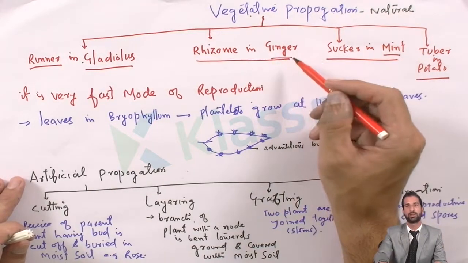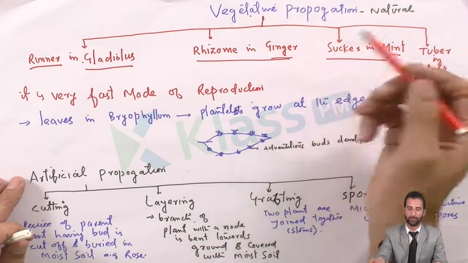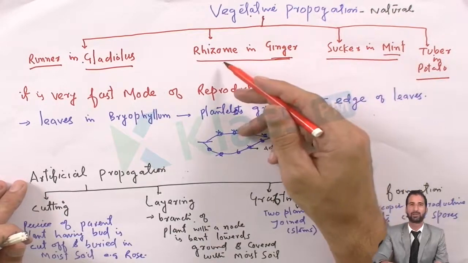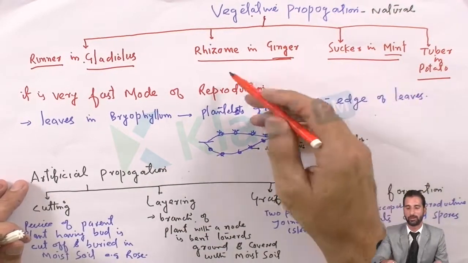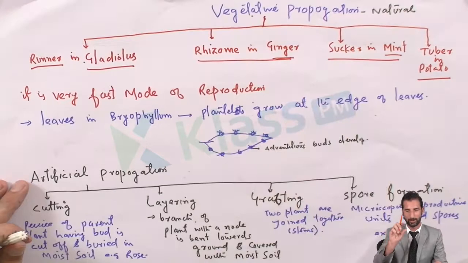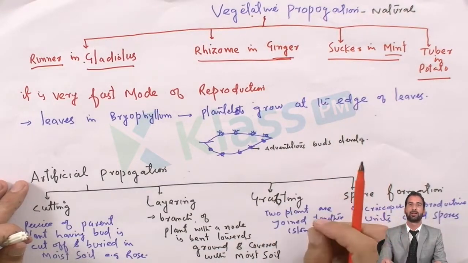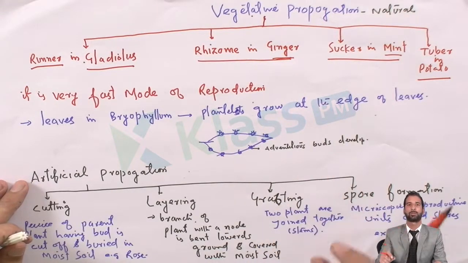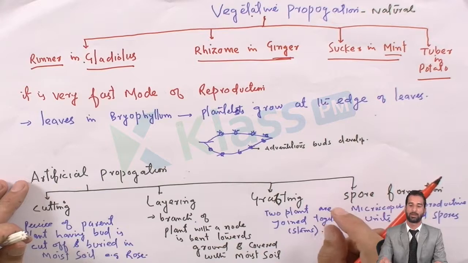Then there is ginger. We have seen the ginger. This is not something we need to explain because the rhizome is very common. You might have seen it. Rhizome in the ginger. Those buds in the ginger. Plantlets may develop from those ginger plants. Those rhizomes may give rise to a complete organism. This is a complete plant. This is a method of vegetative propagation in case of the ginger.